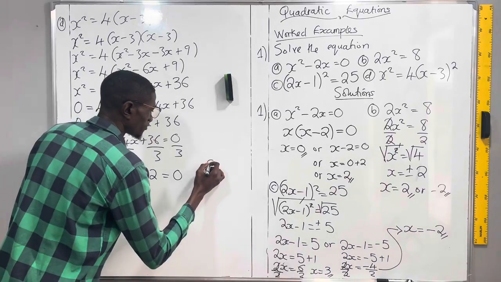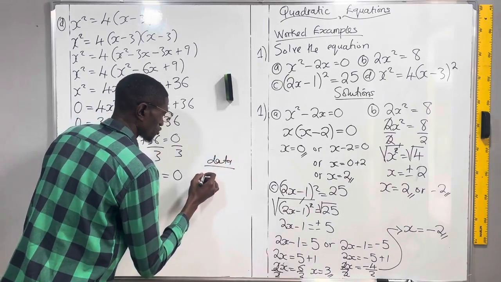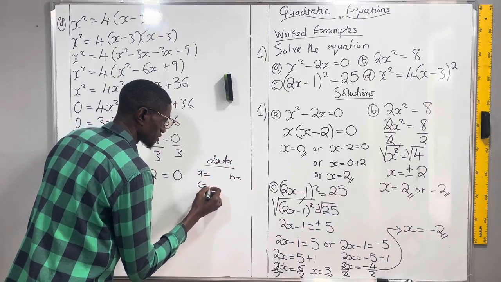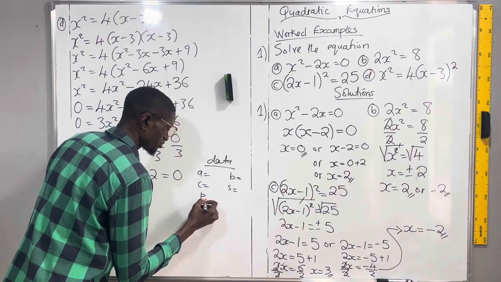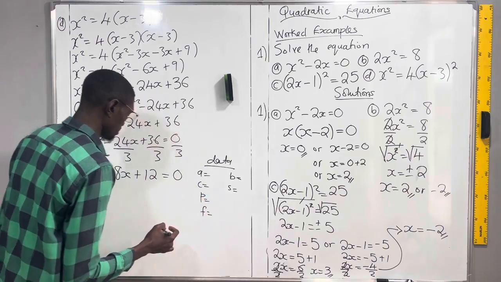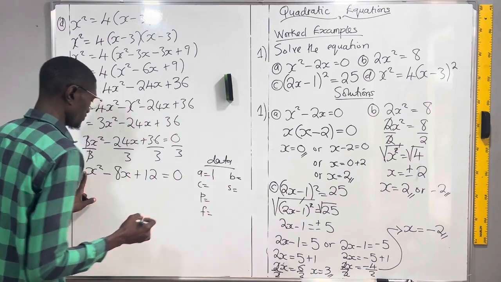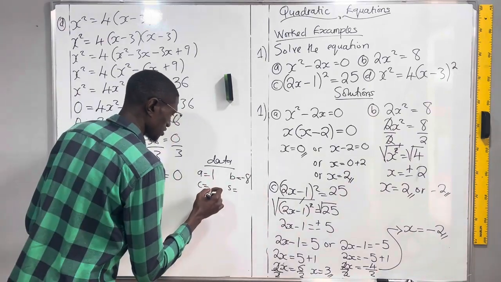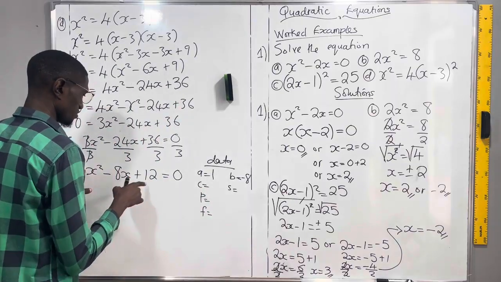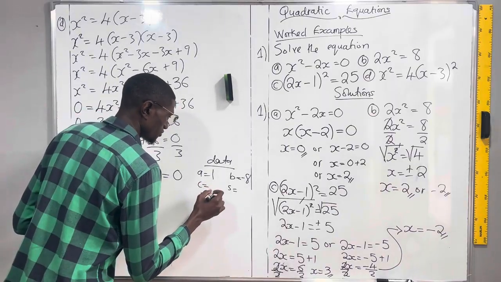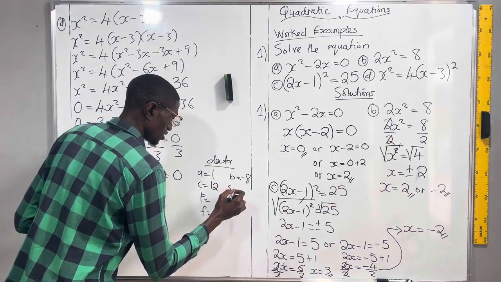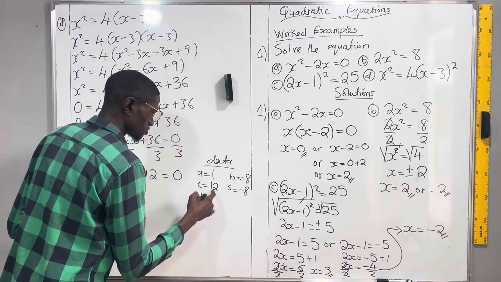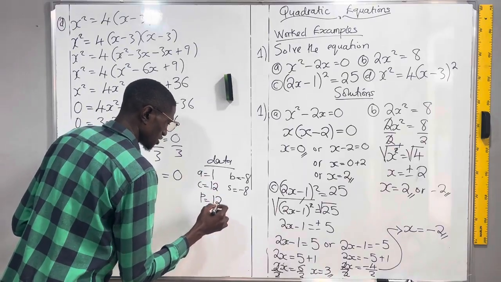So we're going to have our data table here. We need the value of a, b, c, the sum, the product, and the factors. So what is our a? Our a is 1. Our b is negative 8. Our c is 12. Our sum is the same as b, and our product is a times c, 1 times 12, giving us a 12 there.